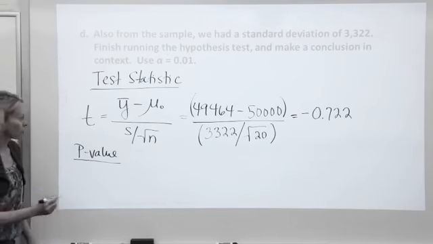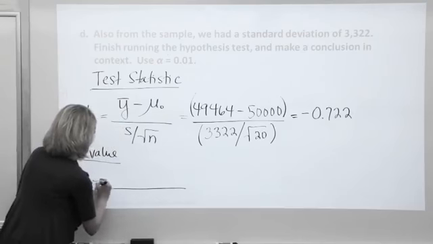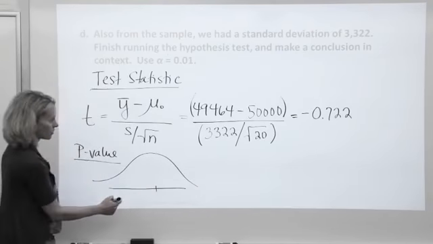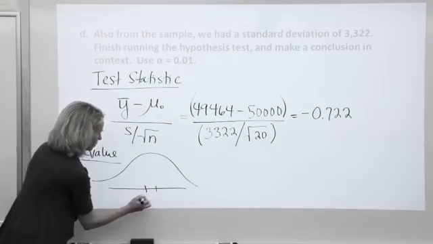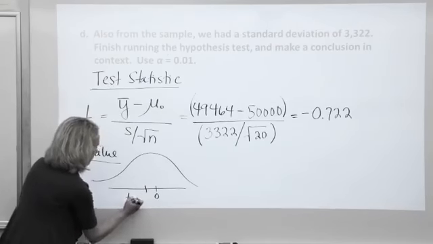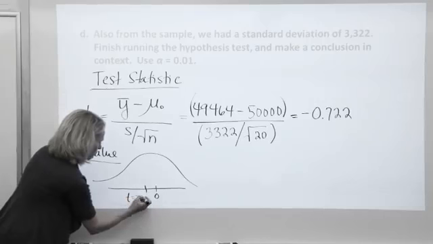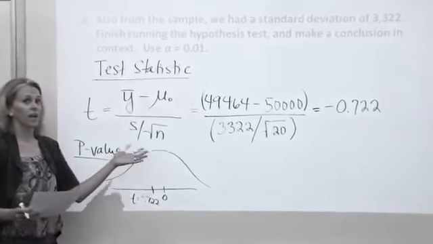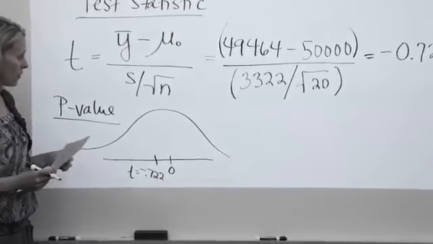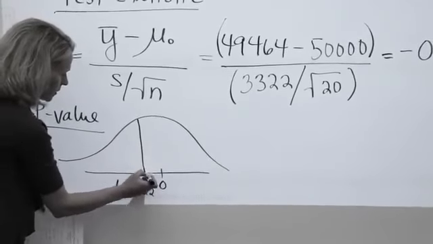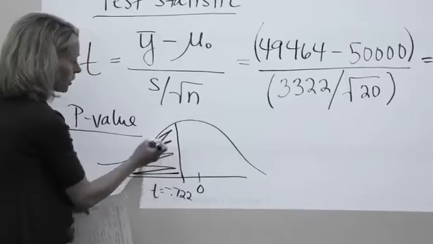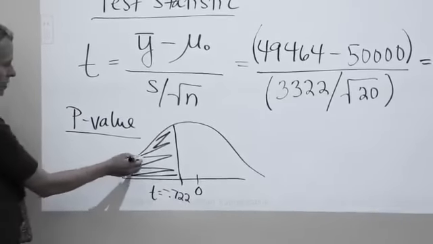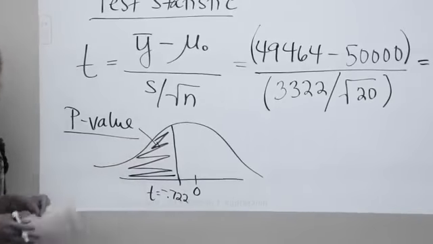I recommend you draw a picture for those p-values. Here's t. Remember, a t-value of 0 is in the middle. We're a little bit negative here, so our test statistic is negative 0.722. We were testing that the average is less than 50,000. So from my test statistic, I'll shade the area to the left, since it was a left-tailed test. And this area right here, that is the p-value.